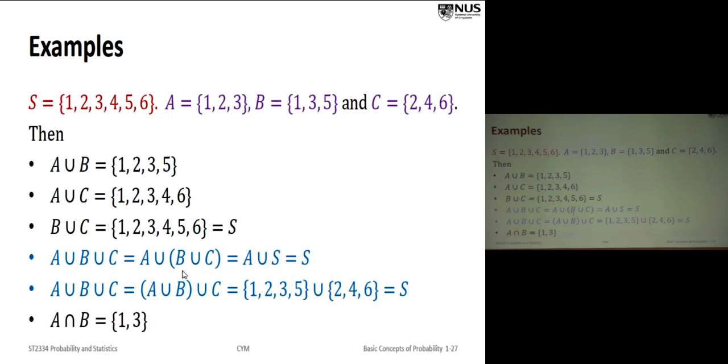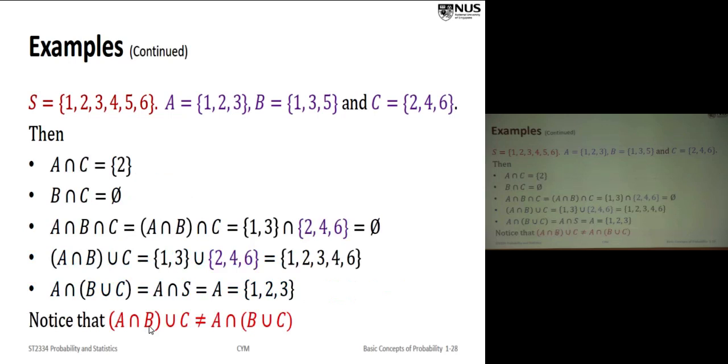What's A intersection B? Okay, so A intersection B. So I look at A, that has the elements 1, 2, and 3. Now I look at the set B. Now what are the elements of B which also belong to A? Well, that's the element 1 and that's the element 3. So the intersection of A and B is the set 1 and 3. Okay? That's intersection. Let's have a look at a few more examples.